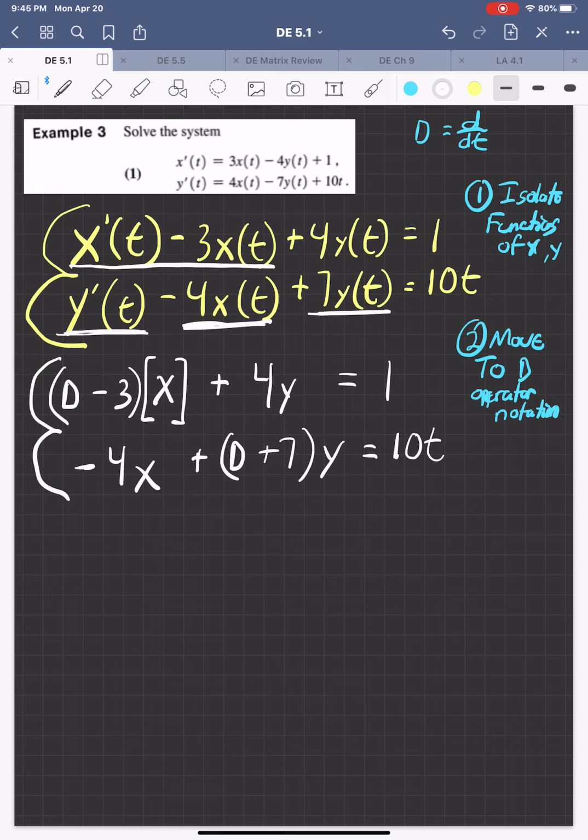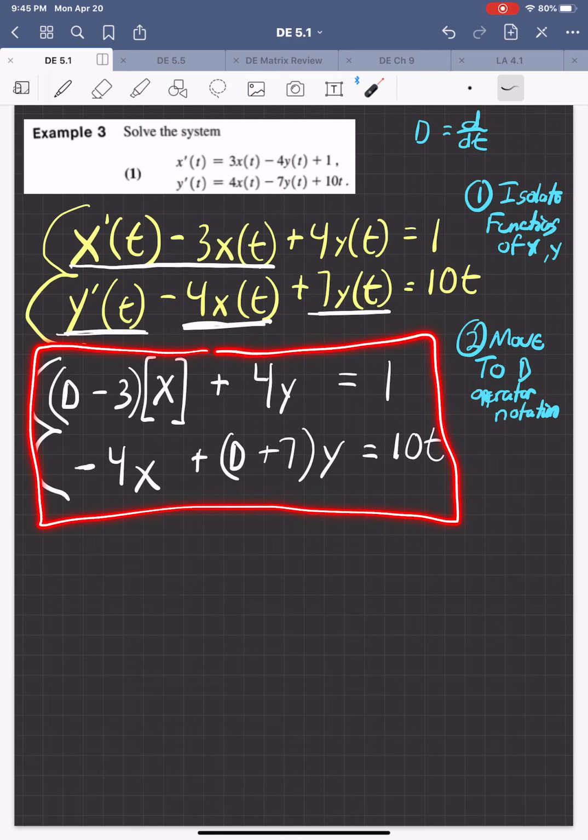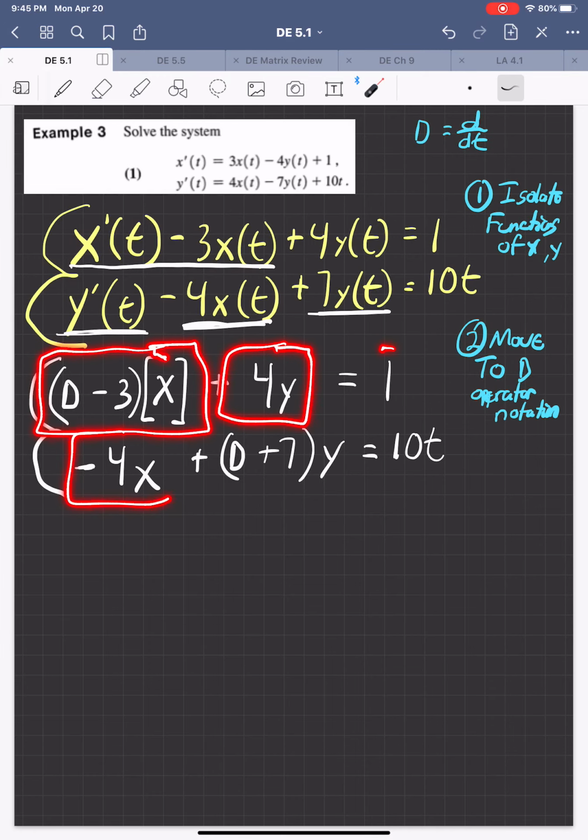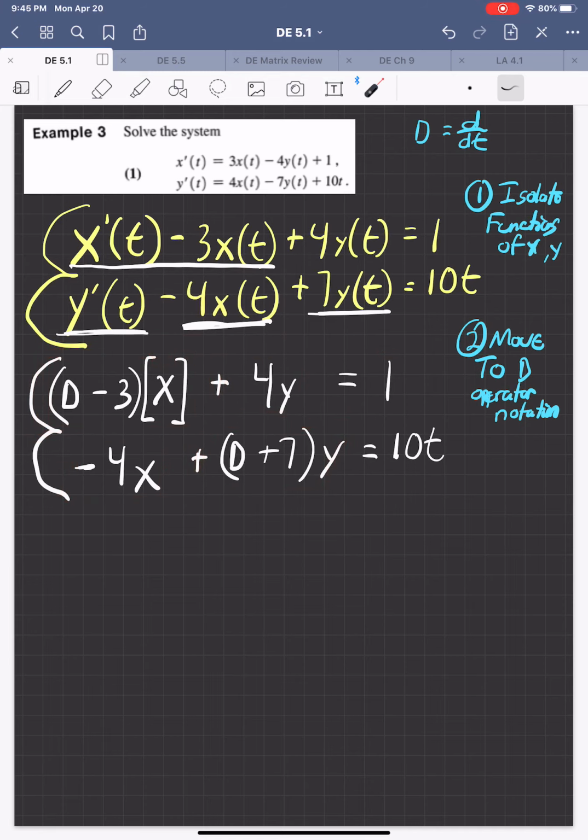All right, so what you can notice is that operator notation at least helps us clean up our system, right? Just like in the previous system where you had two equations and two variables, we can now think about it as having two equations in two variables as well. Only the difference is our variables also contain differential operators.